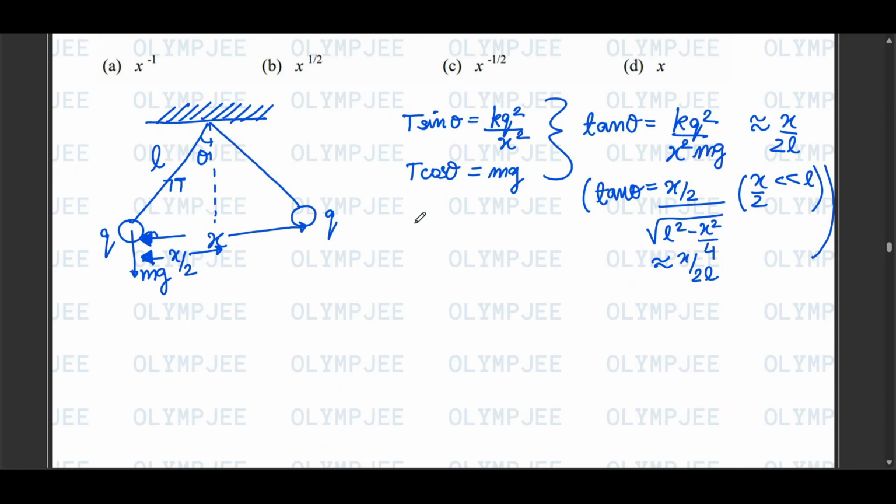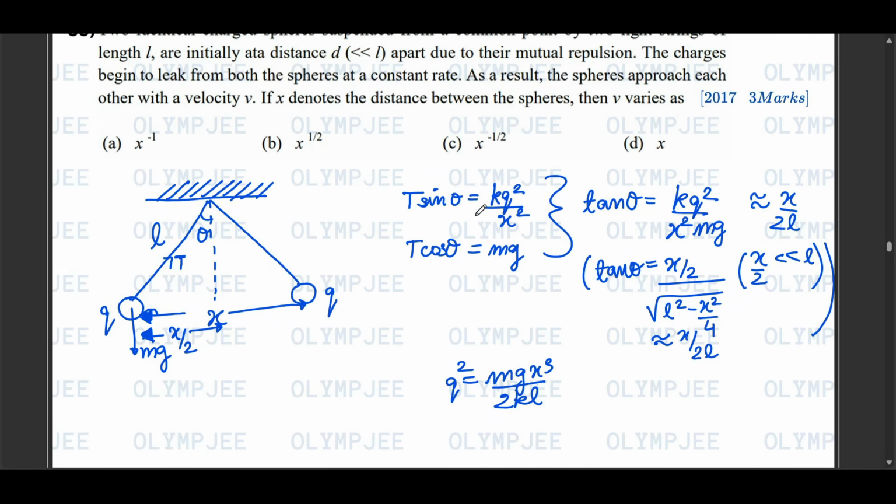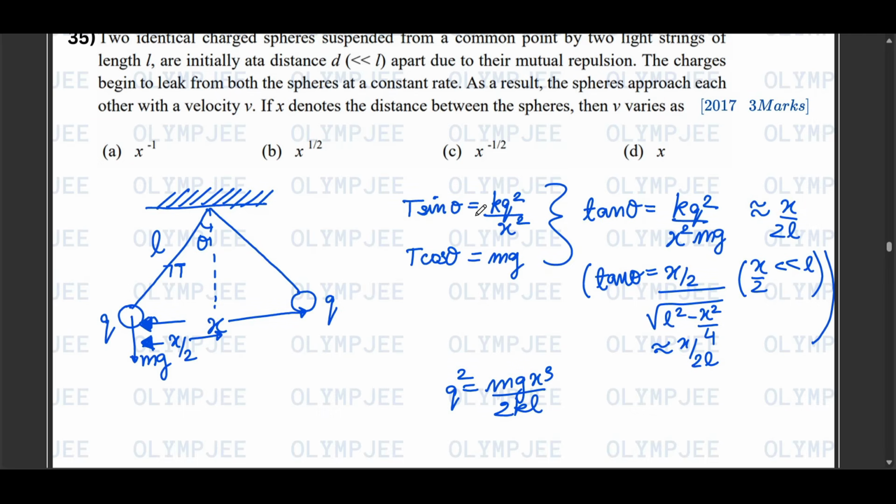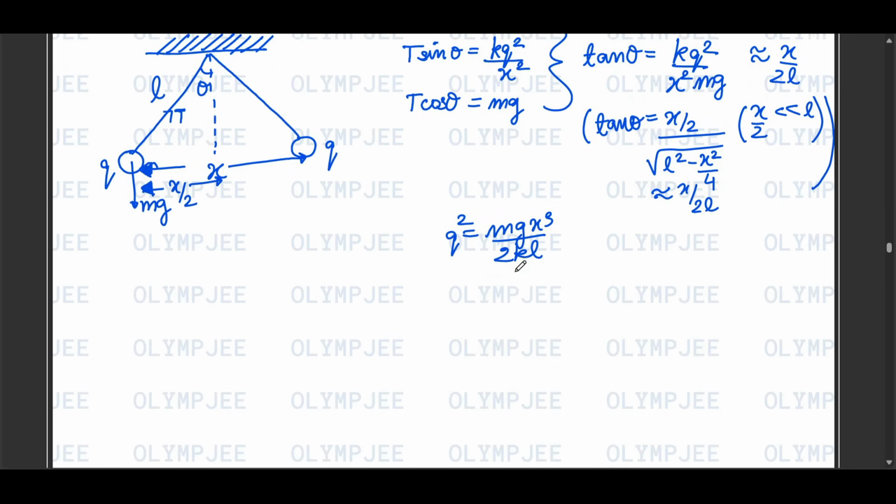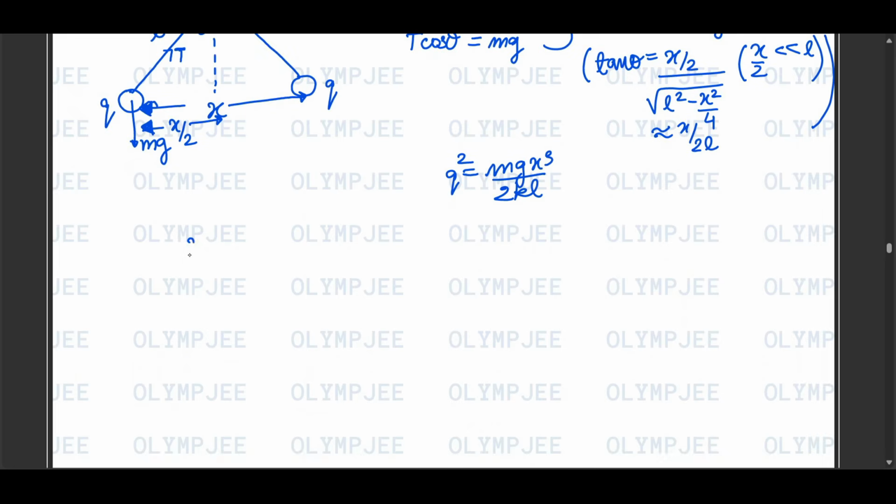So now q can be given as, by cross multiplying we will get q, which is equal to... okay. So now in the question we are given that the charges begin to leak at constant rate, right? So the rate of leaking of charge is constant. We will use this fact. So from here x can be given as (2klq squared by mg) whole raised to power 1 by 3.